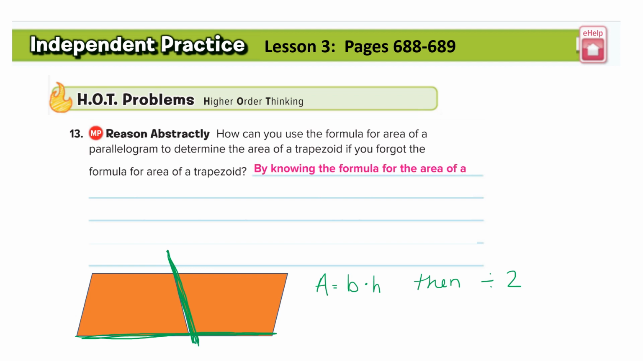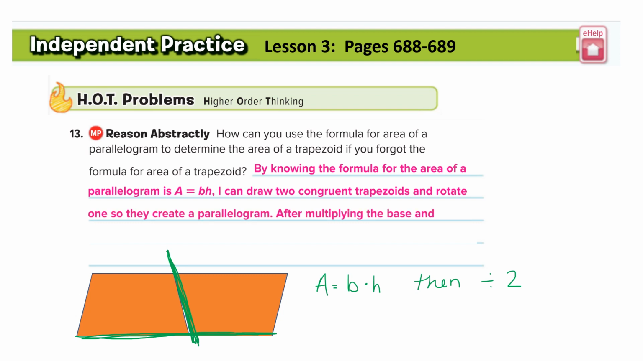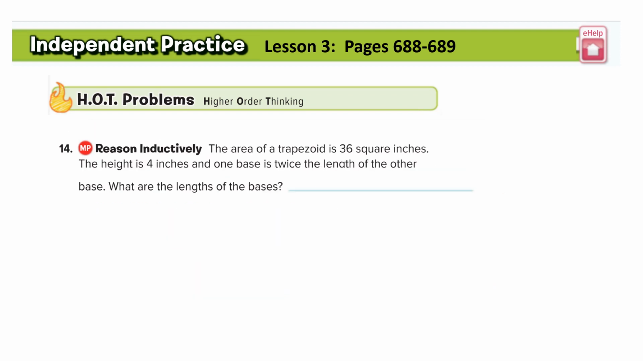By knowing the formula for the area of a parallelogram is area equals base times height, I can draw 2 congruent trapezoids and rotate 1 so they create a parallelogram. After multiplying the base and height, I can divide by 2 to find the area of the trapezoid.